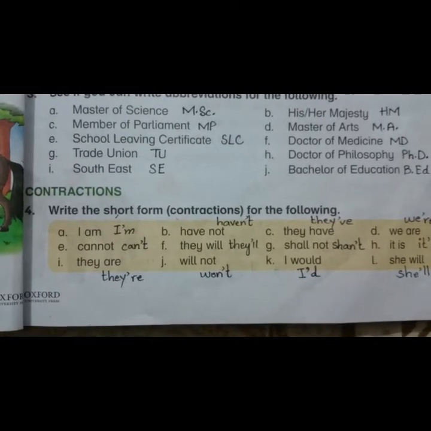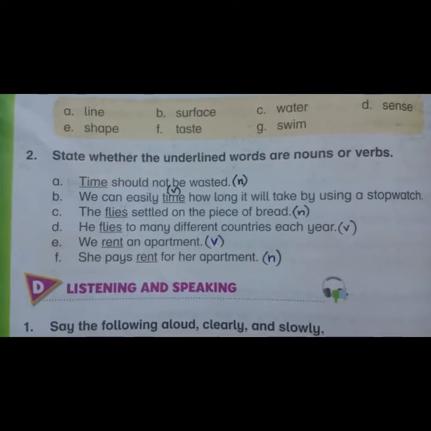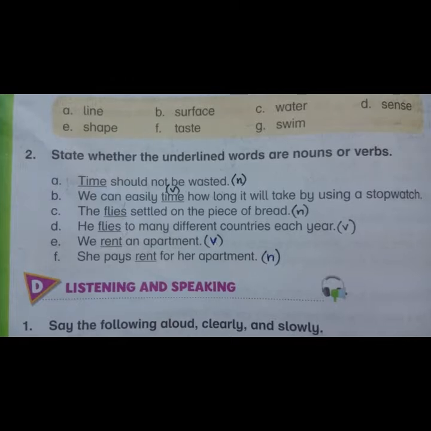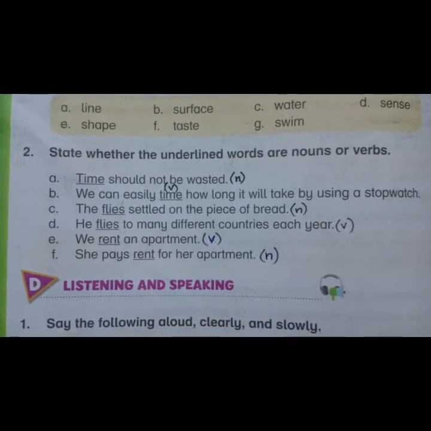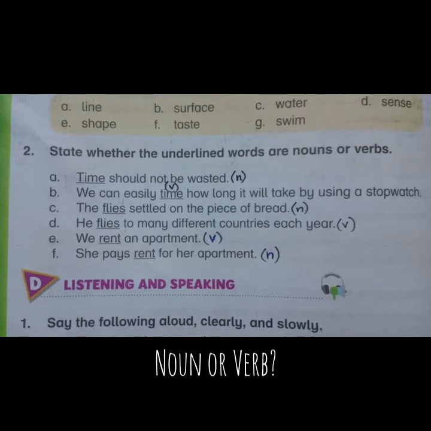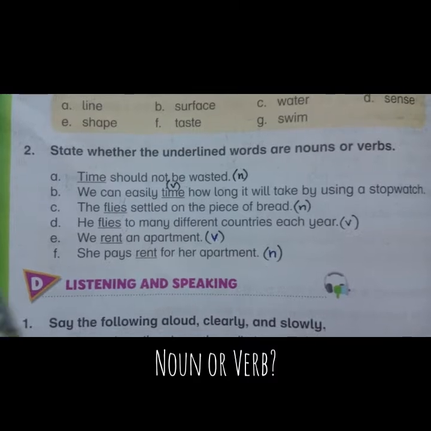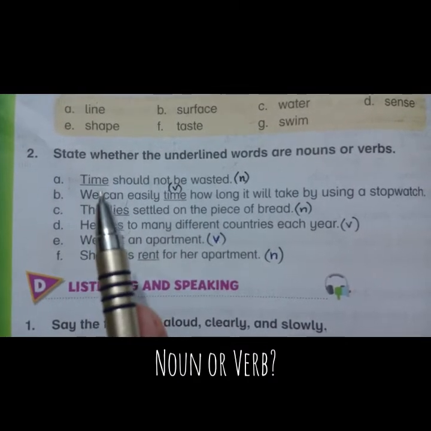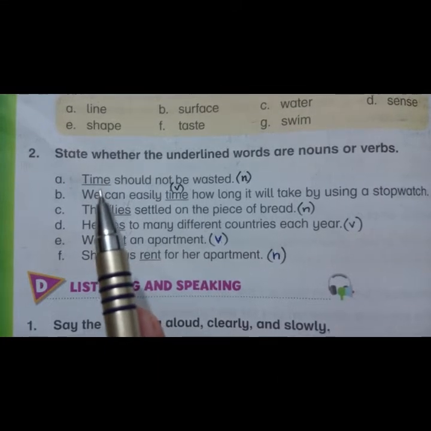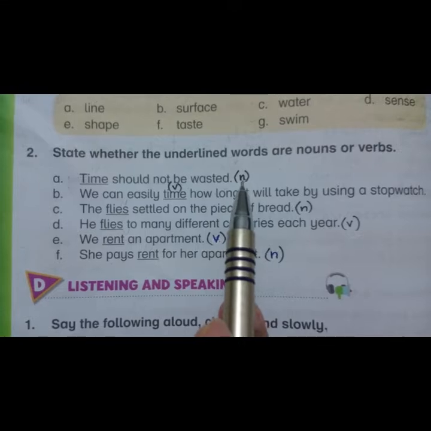Let's move towards our part C now. Now part C, question number 2 is state whether the underlined words are nouns or verbs. We will simply identify whether the underlined word is used as a noun or it has been used as a verb. Like the first one, time should not be wasted. Obviously over here it is not used as a verb, it's not an action, we are talking about the time, so it has been used as a noun.